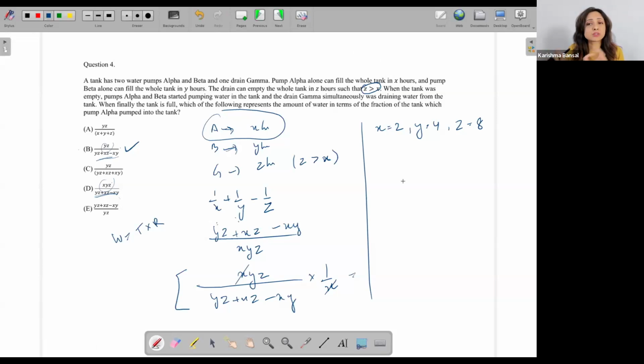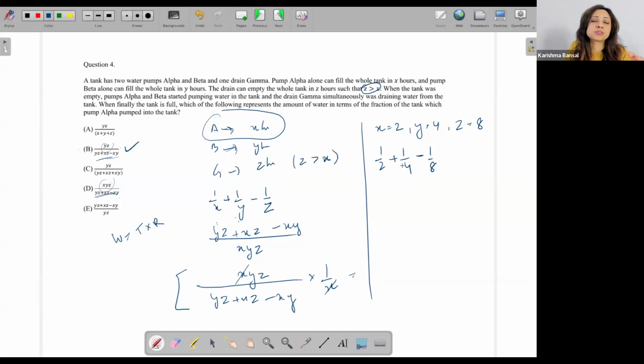I've taken x takes 2 hours, y takes 4 hours, and z takes 8 hours to completely fill the tank alone. When all of them are working together, their combined rate, effective rate, is the sum of their individual rates. Rate of x is what? 1 by 2. Rate of y is what? 1 by 4. I mean, alpha, beta, same thing. And rate of z is what? Minus 1 by 8. Why? Because negative work is taking place.